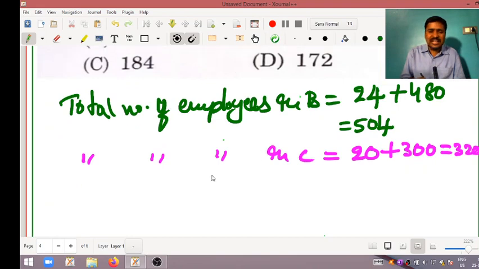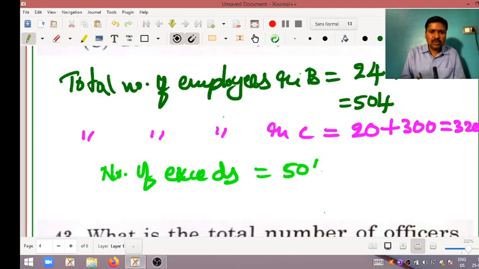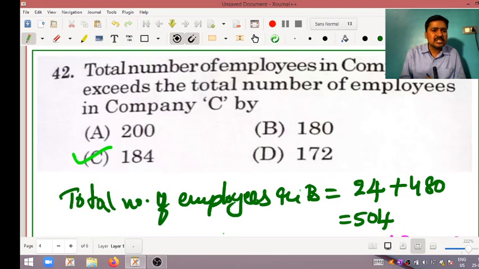So the number by which B exceeds C, we want to find the difference. 504 minus 320 is equal to 184, which is the answer. 184 means C is the correct answer.